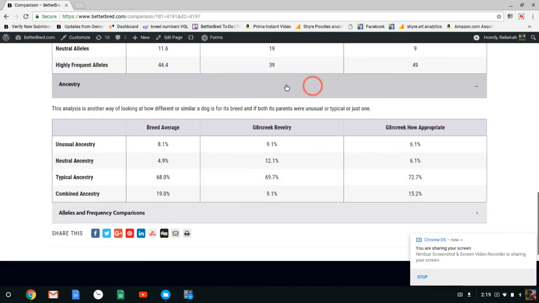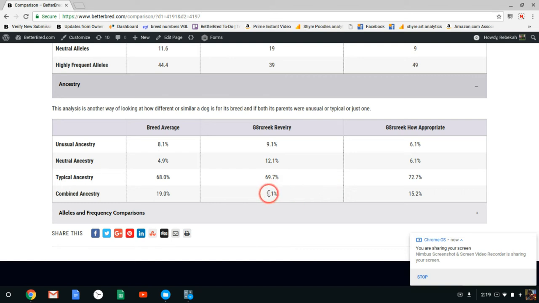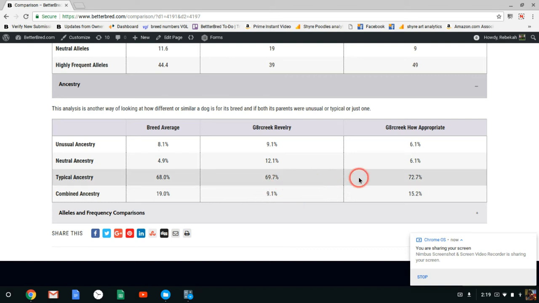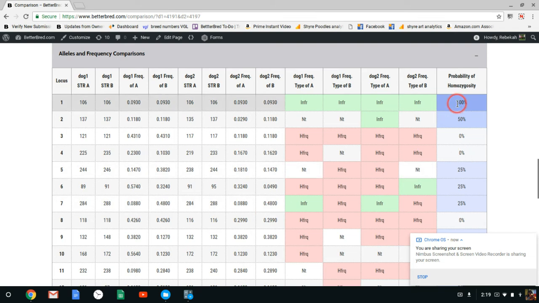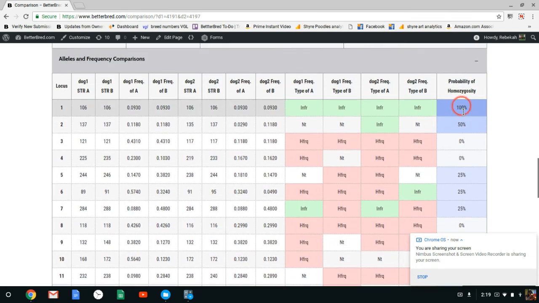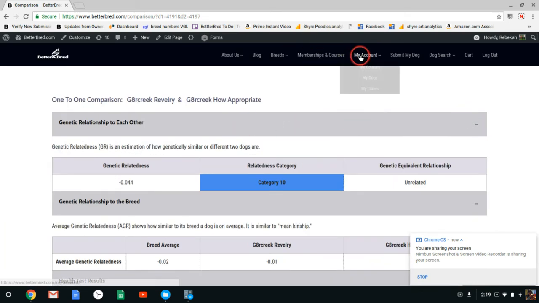Ancestry. This kind of just tells you how uncommon or common parents might have been. So if there was a combined ancestry of one that was really high, it would mean that they had a very different sire or dam. And this here says that they both have some pretty typical ancestry for your population. And then down here, you can see how likely they will have homozygous alleles at each tested loci. Okay, so let's go to their actual test breeding, because this gave us a lot of information, but let's see what the actual litters say.